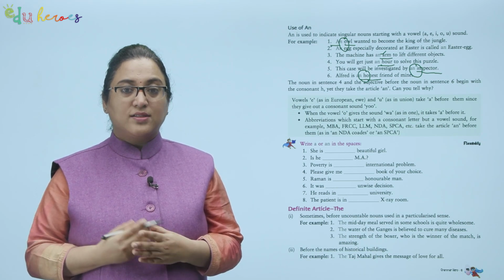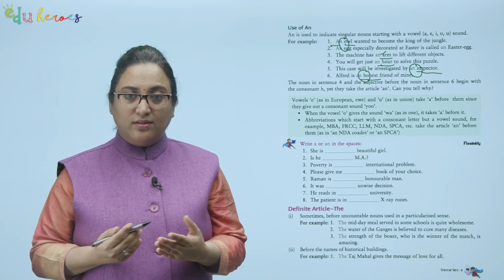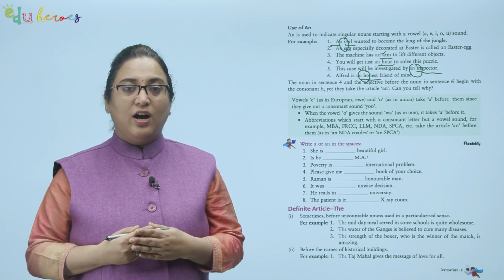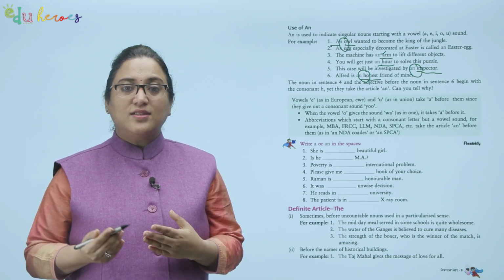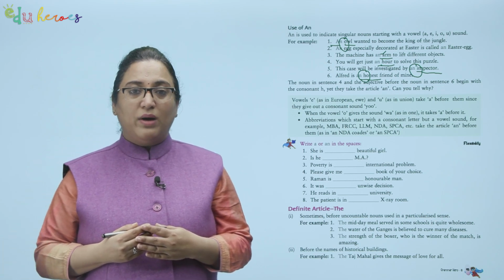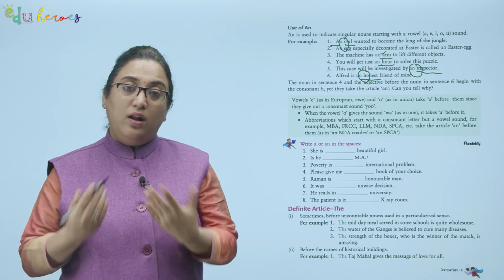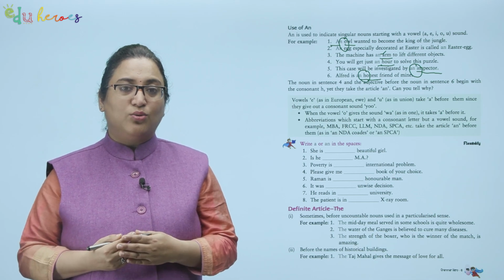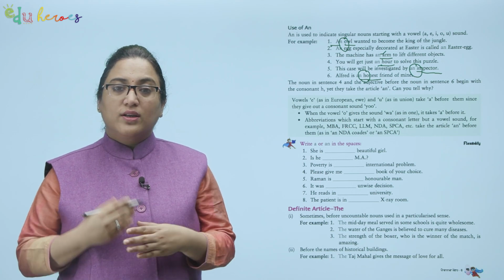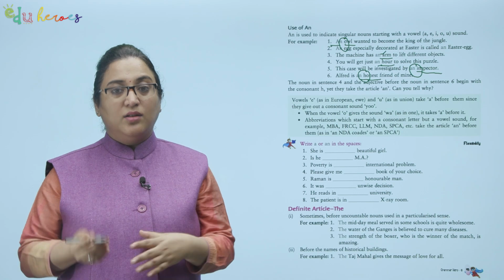Vowels E as in European or Eve and U as in Union take a before them since they give out a consonant sound, U. So here we will not go by the letter E, that E is a vowel, it will give a vowel sound. No, that's not the case. When the vowel O gives the sound wa as in one, it takes a before it.